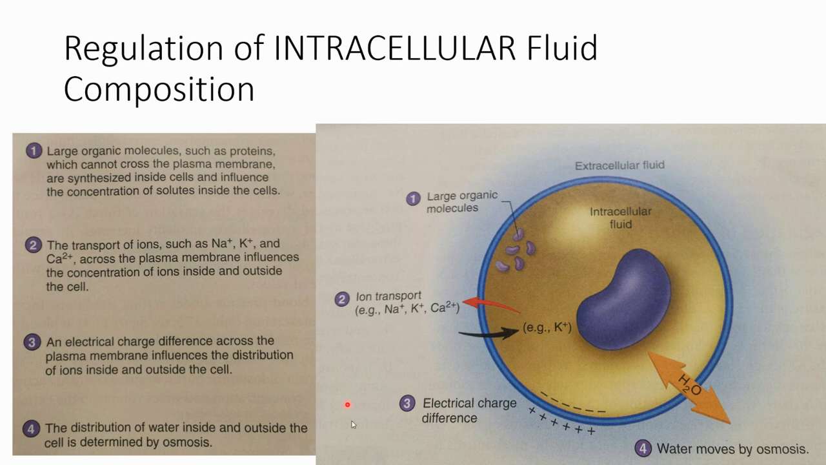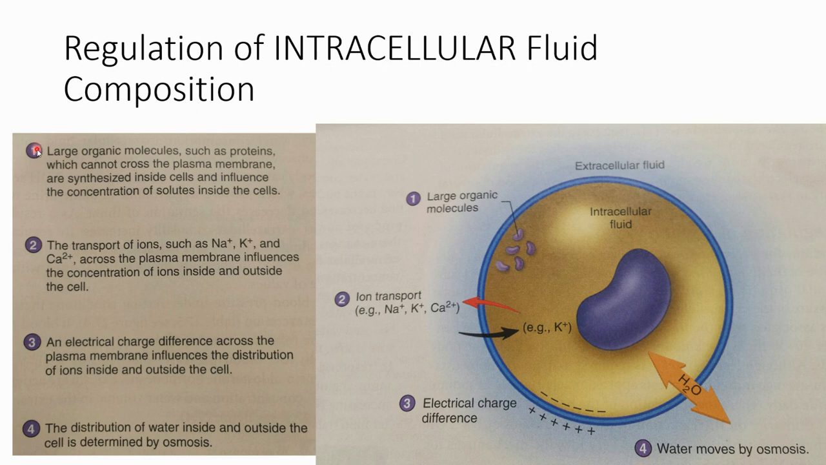Number 3, we've got this electrical charge difference right here. So notice, remember, the inside of the cell is going to be negatively charged. The outside is going to be positively charged. And this influences the distribution of the ions inside and outside the cell. And then the last thing is the distribution of water inside and outside the cell is determined by osmosis.